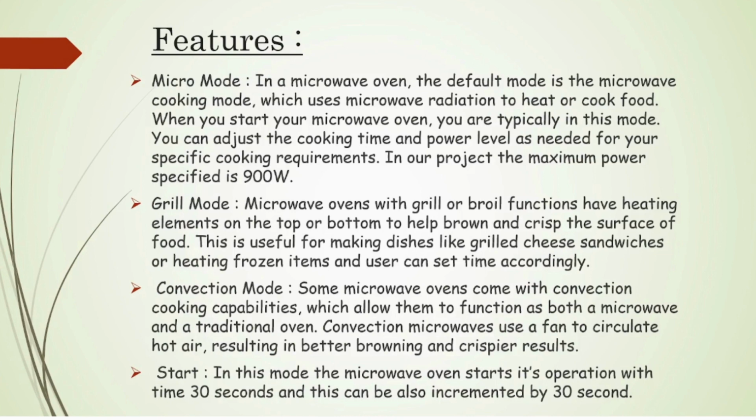Convection mode. This is the mode where we can preheat the oven, and we can give the supply whatever we need. We can cook whatever we need after preheating in the convection mode, and then start. Start is the mode of microwave. Once started, it operates for 30 seconds. This can also be incremented by 30 seconds.